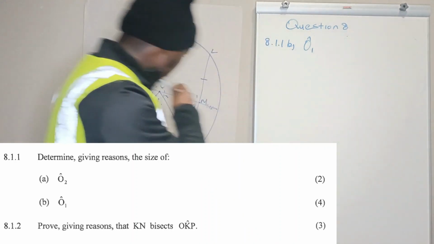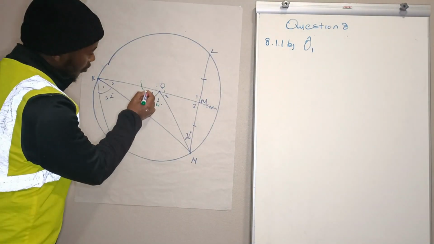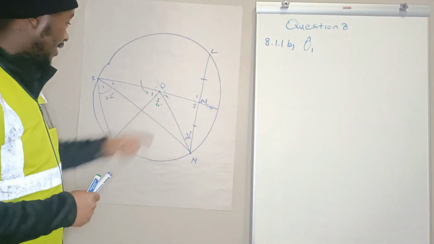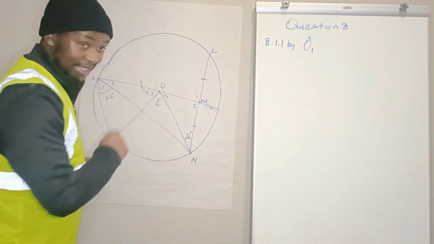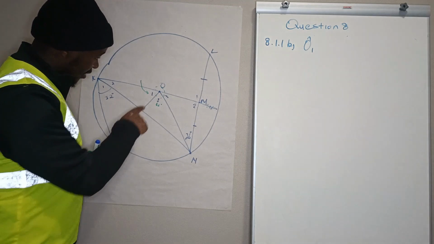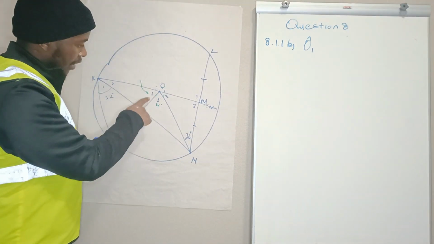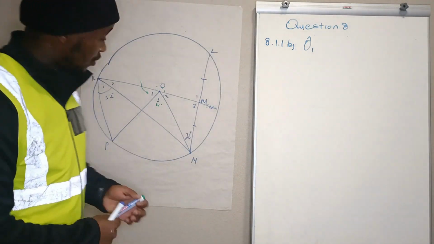Okay. O1. There is O1. Where is it? Where is this angle? Same as O2. This angle is still at the center. There's an angle at the center. This angle, can I link it to the theorem that I've just used?